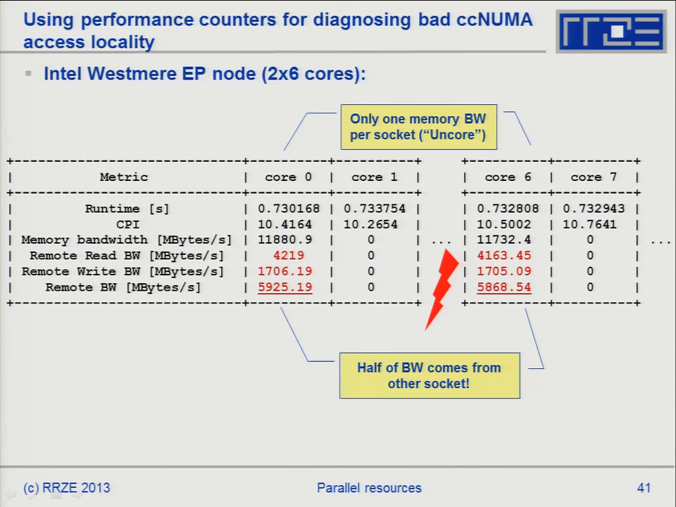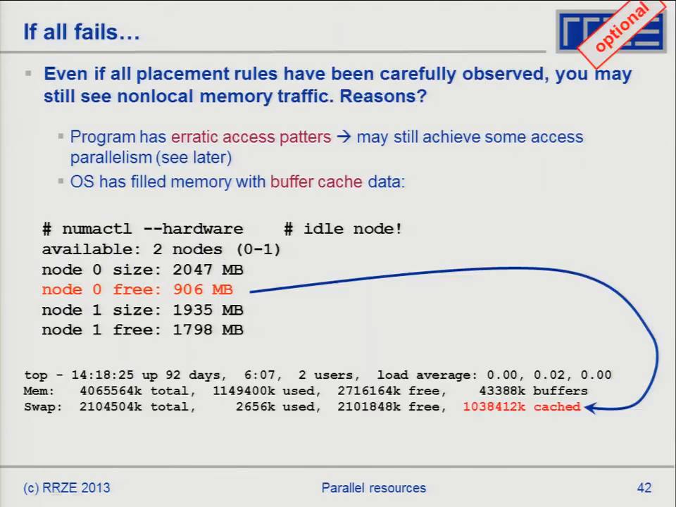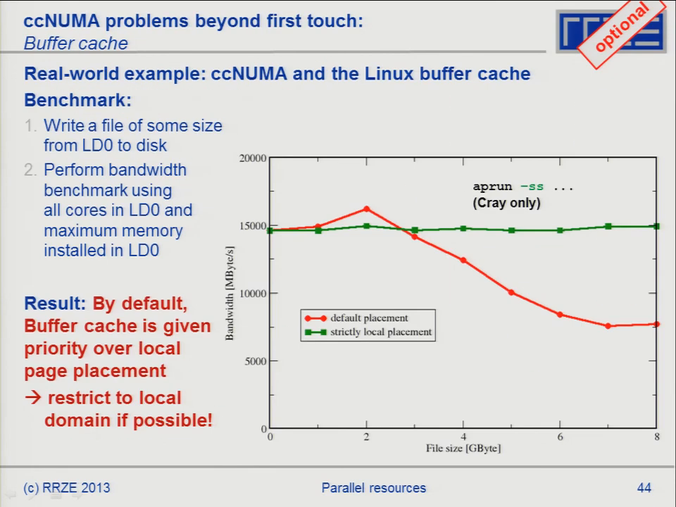Not all processors allow you to see this data. For example, on the Sandy Bridge, there's no counter to measure the remote traffic, at least we haven't found it yet. It's a very complicated business. Probably there is one. Okay, I think I will skip this for brevity.